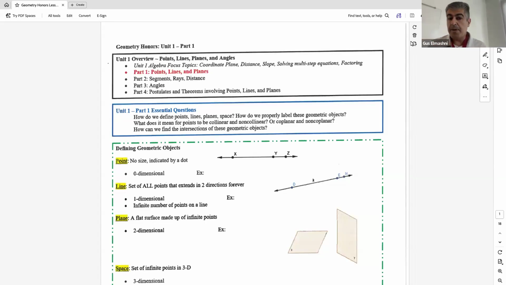Okay, so we're doing a lot of the basics. Unit one's about points, lines, planes, and angles. Part one is on points, lines, and planes. We're also going to do part two today on segments, rays, and distance. So unit one, part one, essential questions.